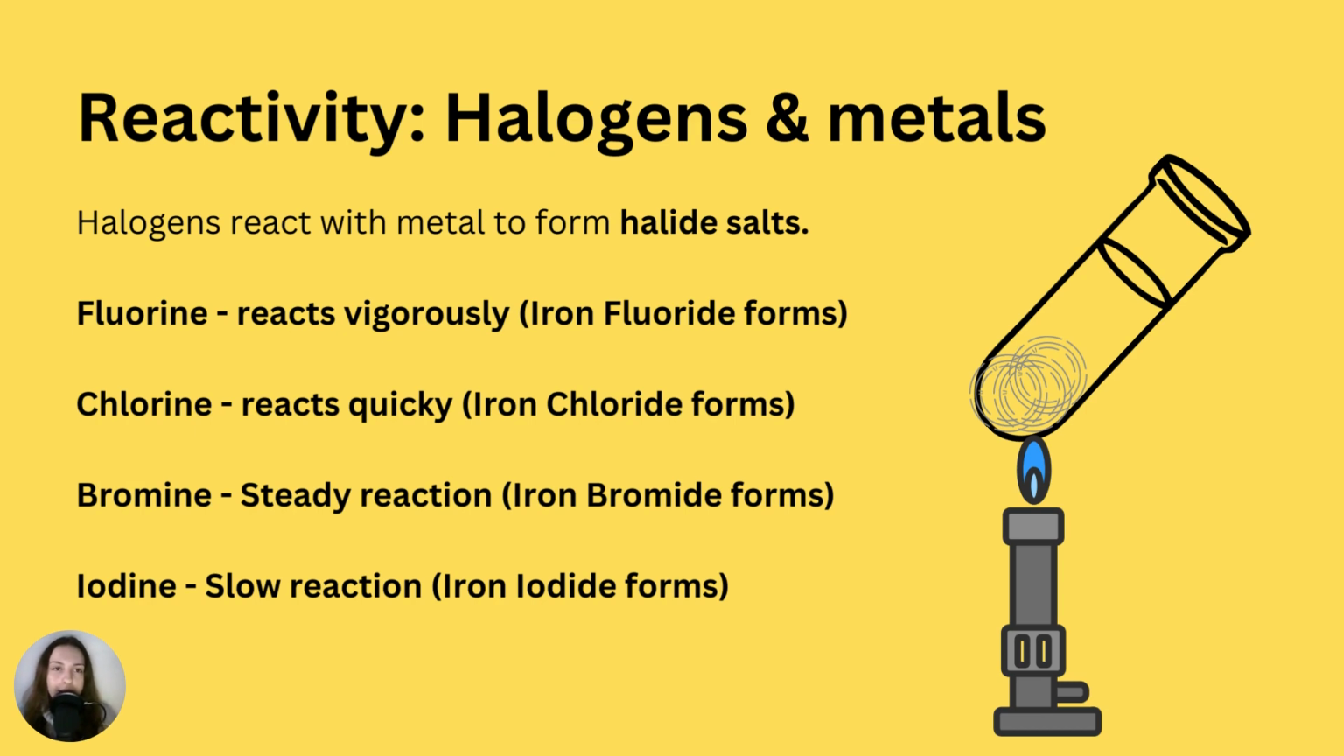Now, notice the key bit here is the suffix of the words. Notice that fluorine, when it reacts, will form a fluoride salt, so iron fluoride. A lot of the time, students will mistake this and write iron fluorine. That wouldn't get you the mark in the exam. You have to be very careful. You can see the same is said for chlorine. Chlorine forms chloride, bromine forms bromide, iodine forms iodide. So it's really important to be aware of the suffixes, specifically when naming salts.